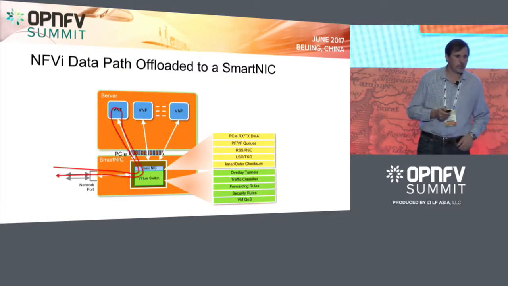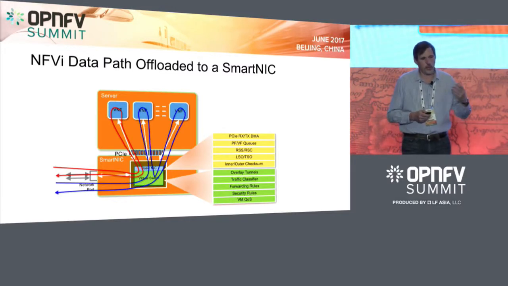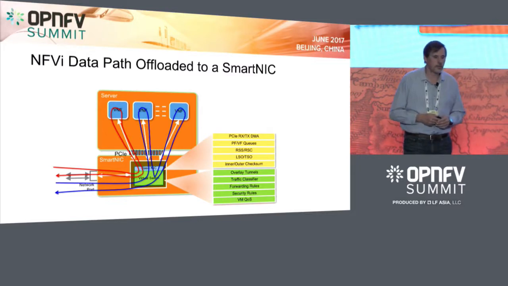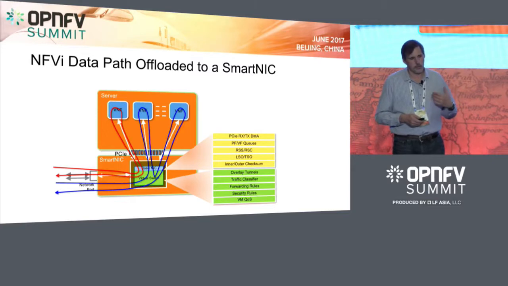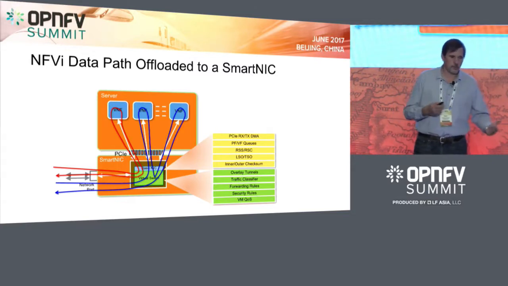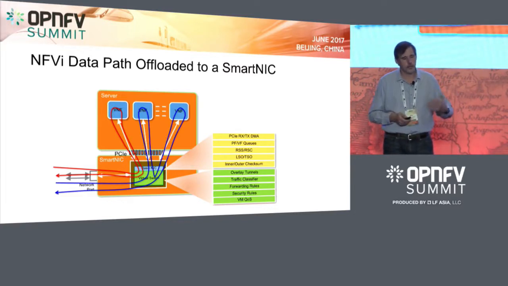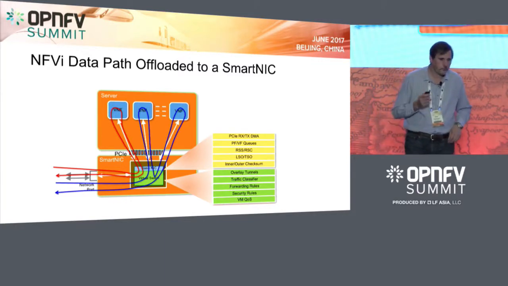So what we're showing now is taking the virtual switch and moving it into a SmartNIC, and that's what a SmartNIC is. It's able to do functions like virtual switching that involve match action forwarding in the case of OVS, but can also involve more complex functionality like QoS and security rules and things like that.